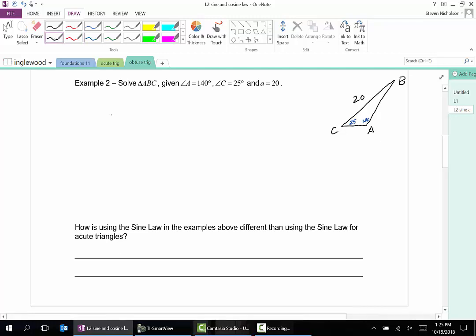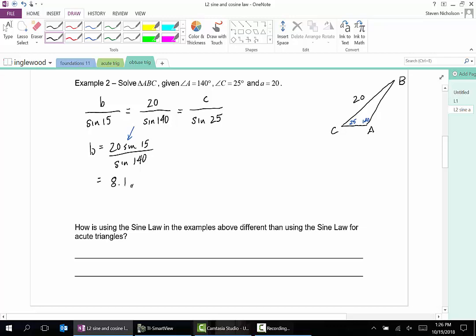So I'm going to set up my equation. And when I set it up like this, I always put my known combo in the middle. So there's my little a over the sine of big A. It really doesn't matter, but it's just going to make things simpler to solve. And what we end up with again is just going ahead and doing our algebra. If we're going to isolate b, we have to multiply the sine 15 over. So we end up with 20 sine 15 divided by sine of 140. And when you punch that in your calculator, you get 8.1.